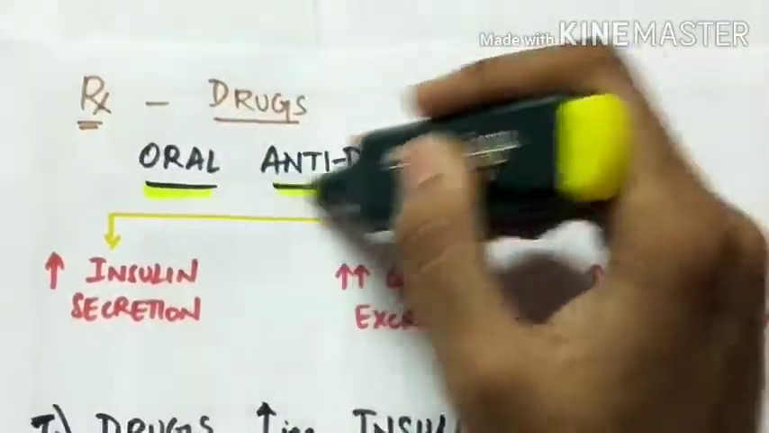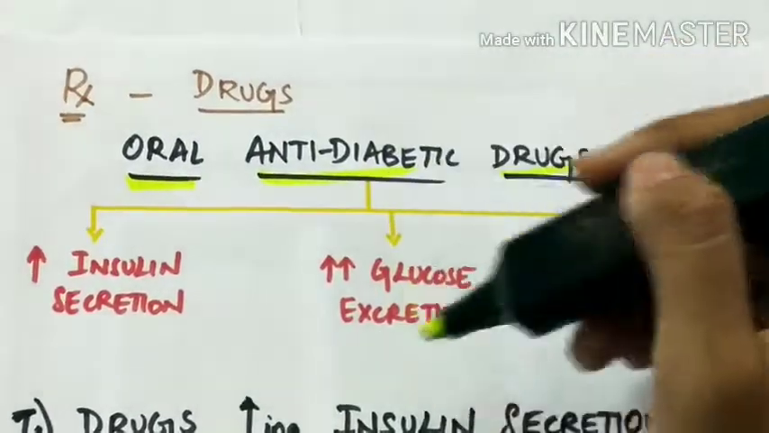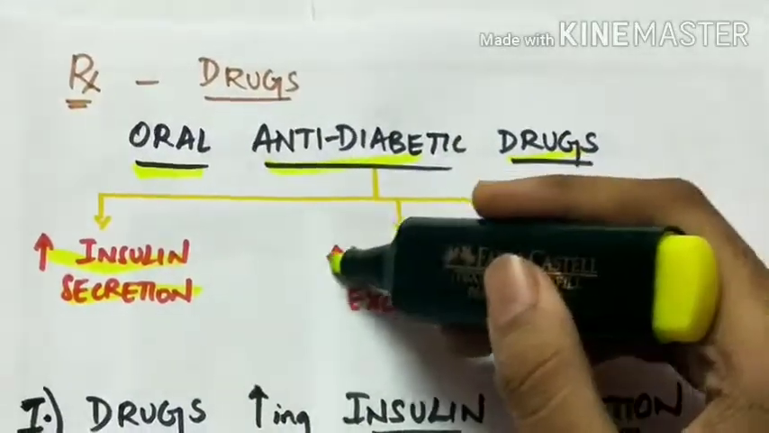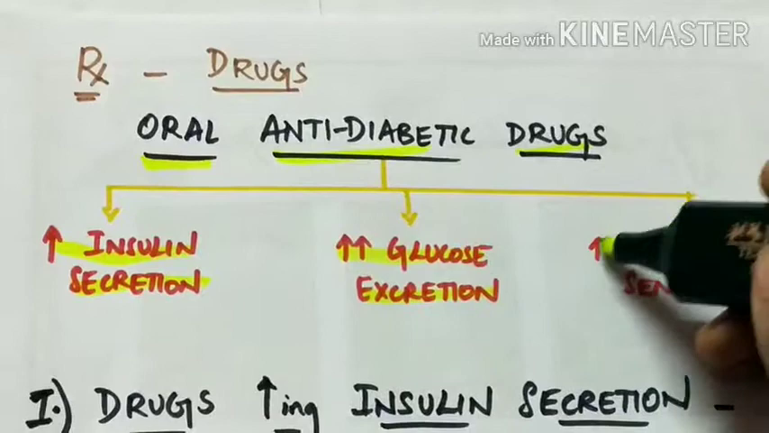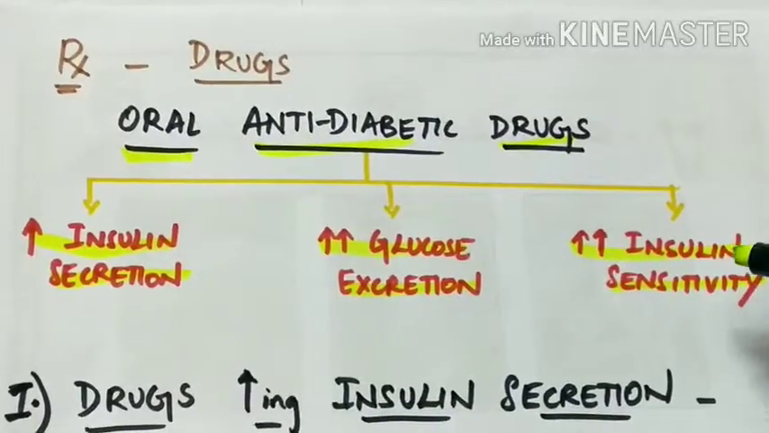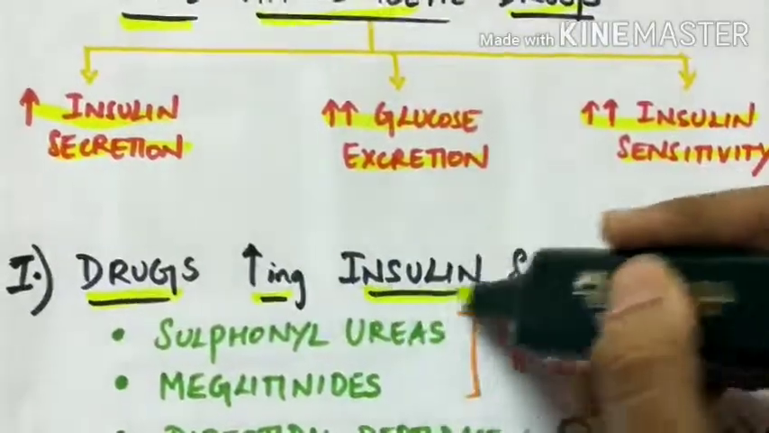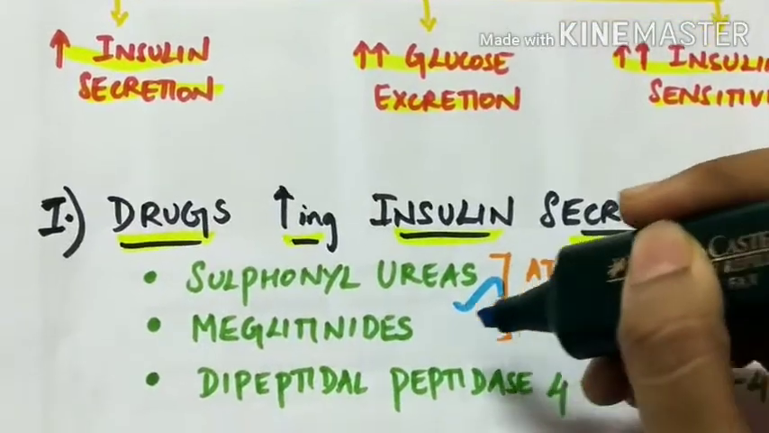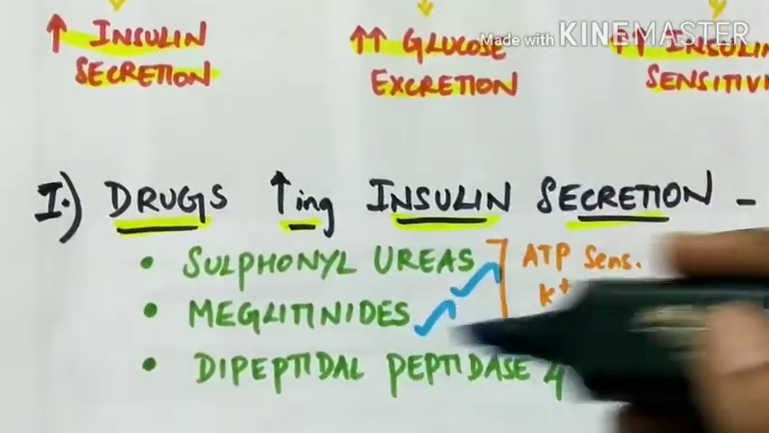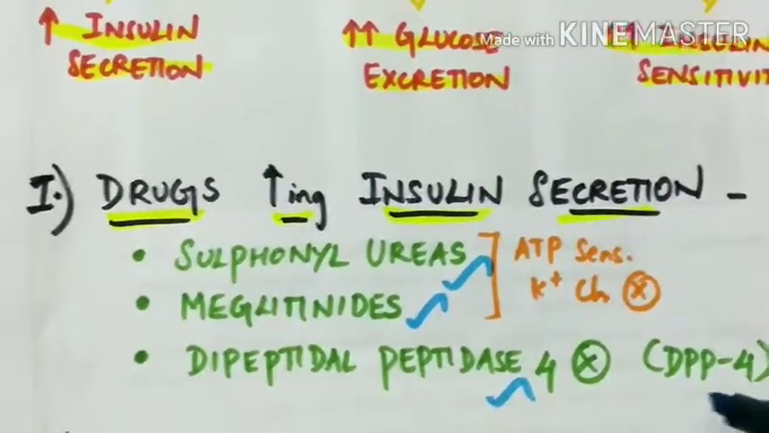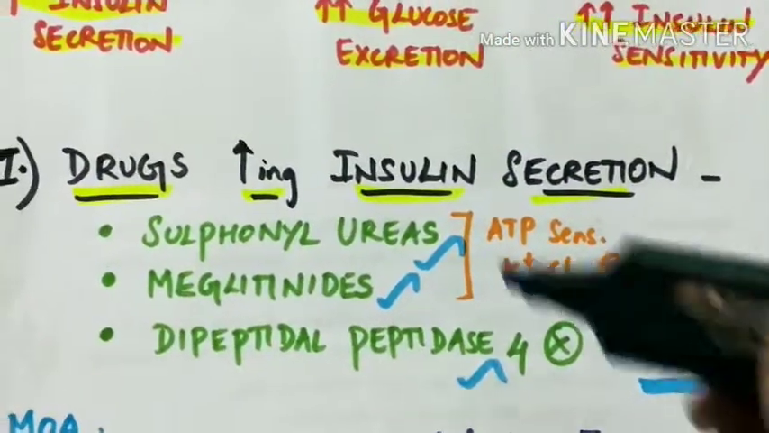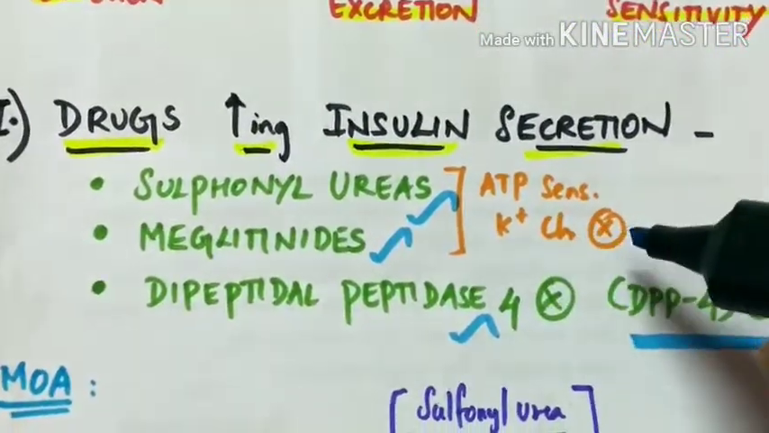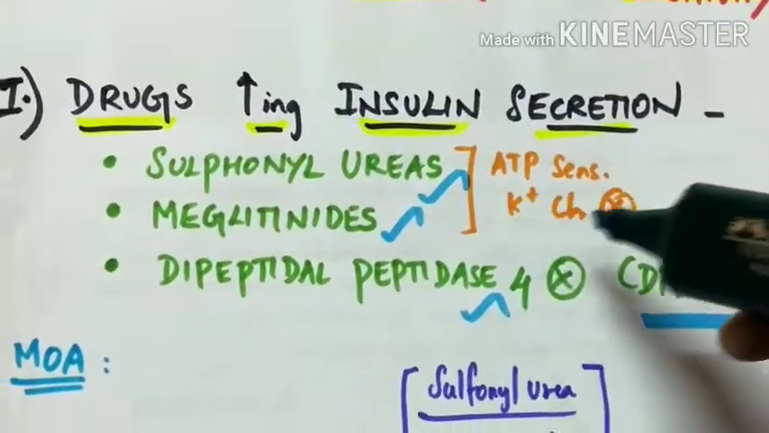See about oral anti-diabetic drugs. These are of three categories. Drugs which increase insulin secretion, the drugs which increase glucose excretion, and the drugs which increase the insulin sensitivity. So first, drugs increasing the insulin secretion. The drugs used are sulfonyl ureas, meglitinides and dipeptidyl peptidase 4 inhibitors, referred to as DPP4 inhibitors. The sulfonyl ureas and meglitinides are ATP sensitive potassium channel blockers.